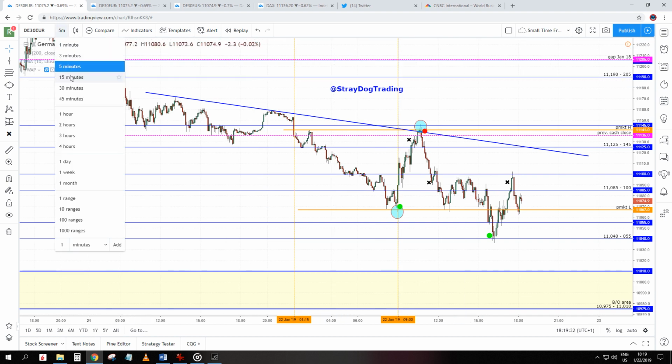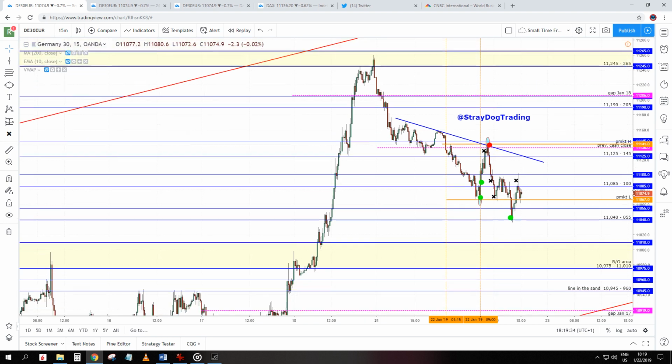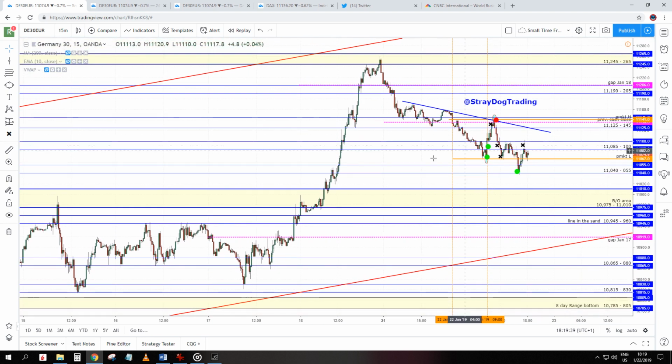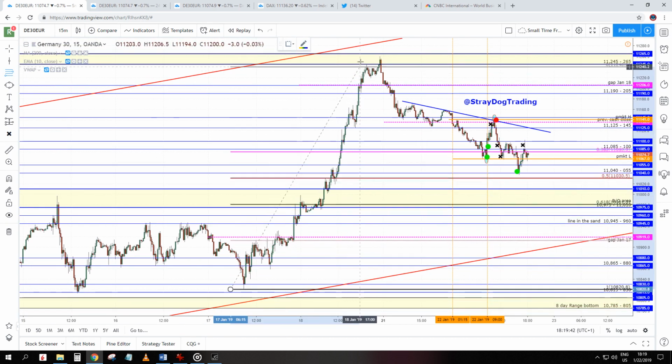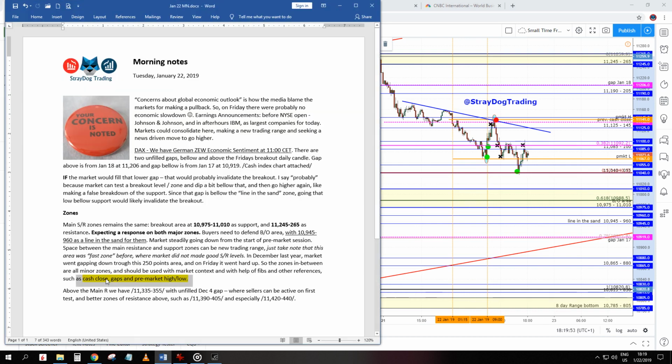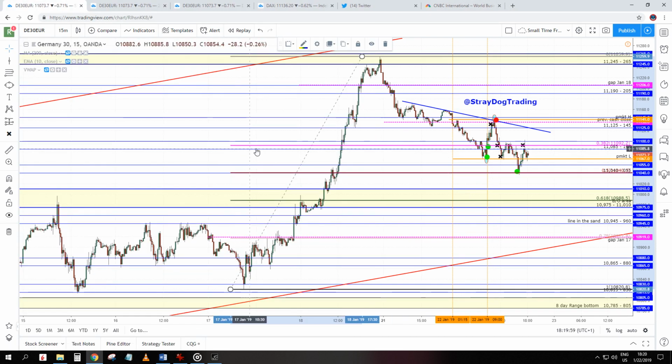Again, if you go to the slightly higher time frames, observe this dip to the zone, and just know that the zone itself is a good reason for us to trade, especially if we have additional references such as fibs, as said here. Cash close gaps, pre-market high low, additional references. It means fib retracements also.